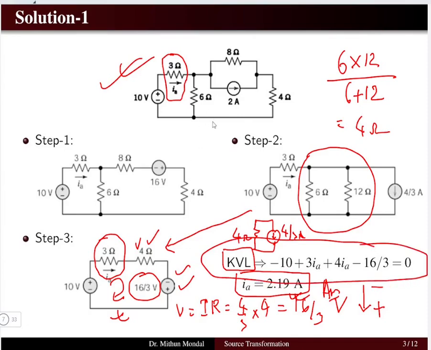So if we come across this type of complex circuit, although I have shown multiple steps here to obtain the solution, for MCQ type of problems where we have multiple choice questions, you can directly go to the third step by observing the network and you can obtain the final solution.